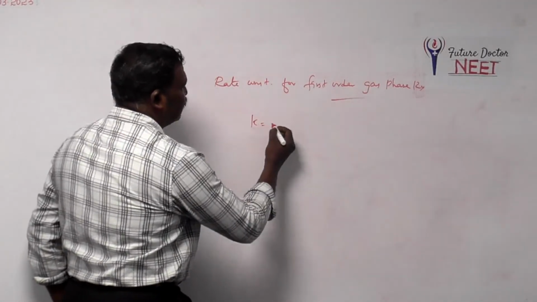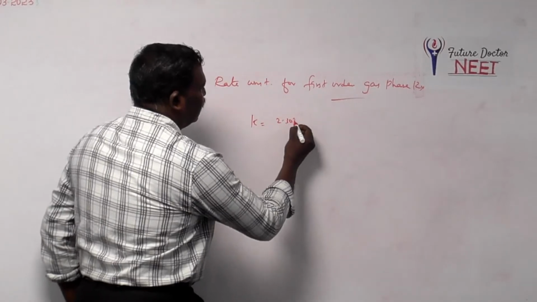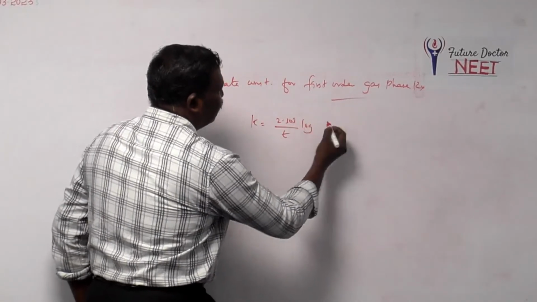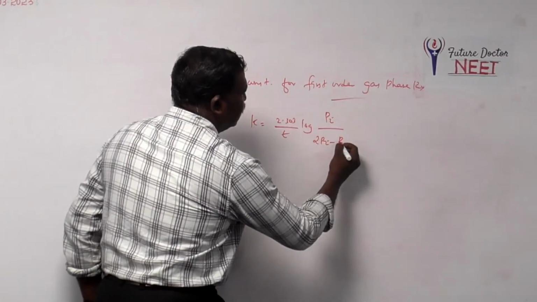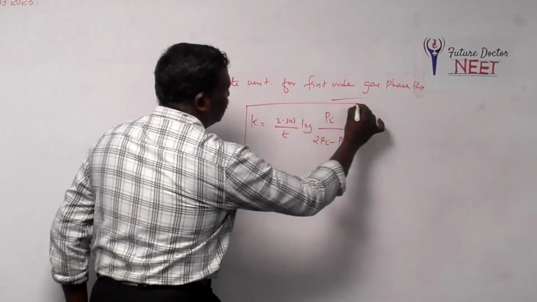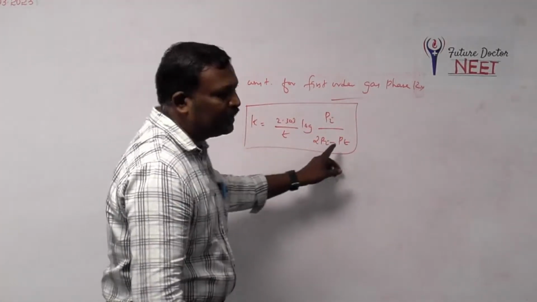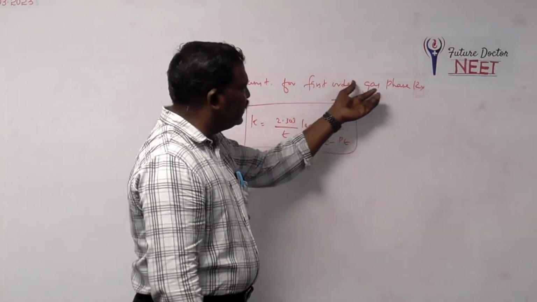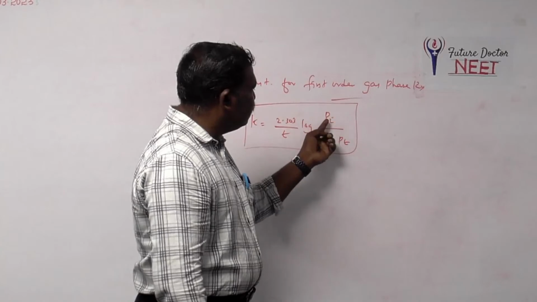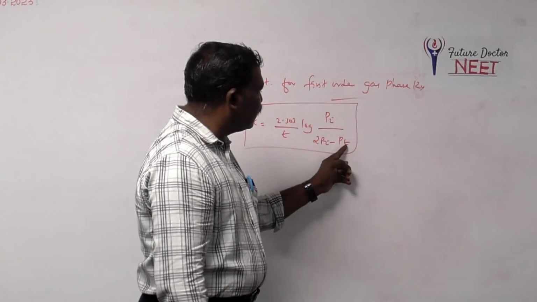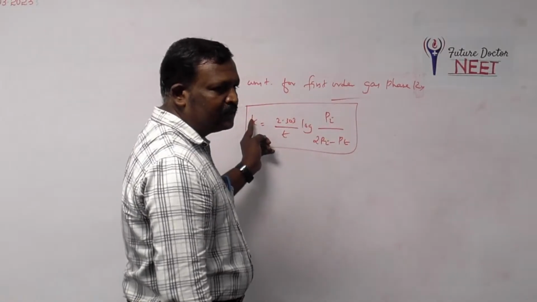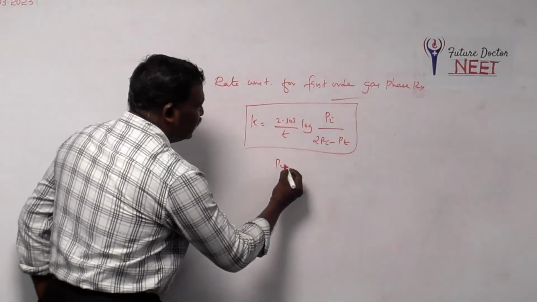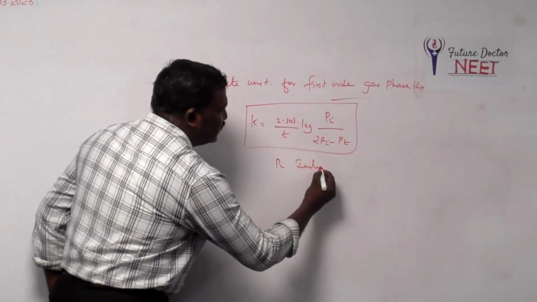The formula is k = 2.303/t log (Pi / (2Pi - Pt)). Only remember this. Substance in gas state means we are applying pressure. Pi is called initial pressure. This is the rate constant at all times. Just write: Pi is equal to initial pressure.